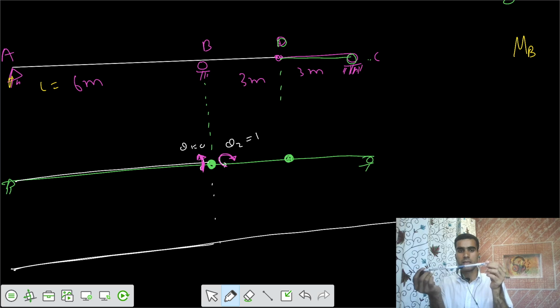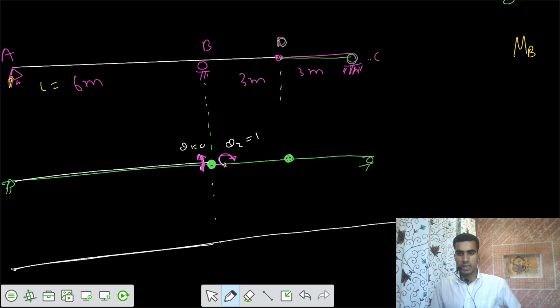Once you apply theta in this fashion, this would be the variation, but you have to ensure that support C stays at the location of support C itself. So this would be the variation, and from this side there is a straight line variation, and this would be your final ILD for the moment at B. This would be your rotation, final ILD.